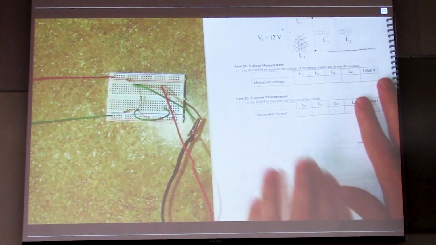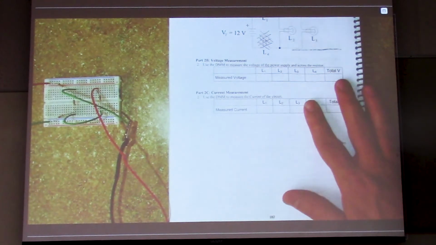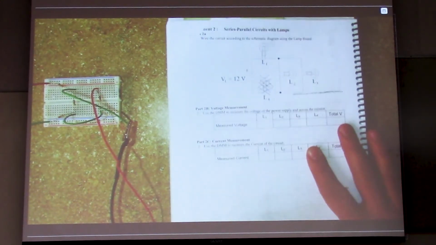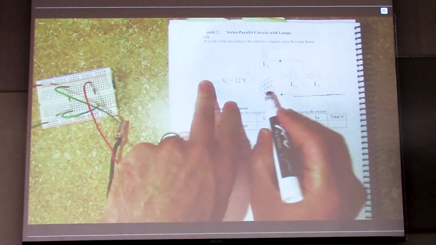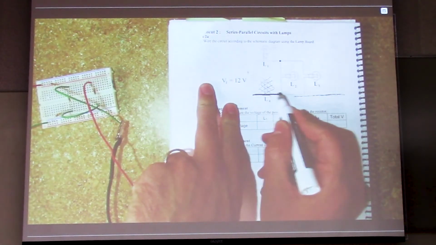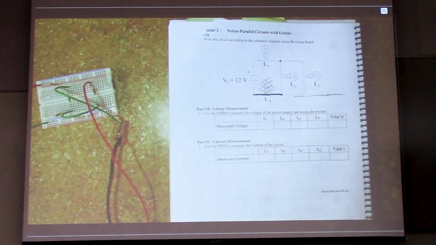The second part of the hands-on lab involves making a lamp circuit. Now, this lamp circuit shows 3 bulbs, but I want you to cross out that bottom bulb and just put a straight wire from the bottom of L2 back to the power supply. That's because our lamp boards only have 3 bulbs in them. We don't have an extra one. So we're just not going to use that bottom one. We're just going to have a straight wire there.